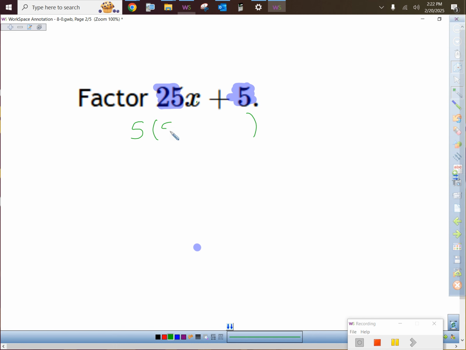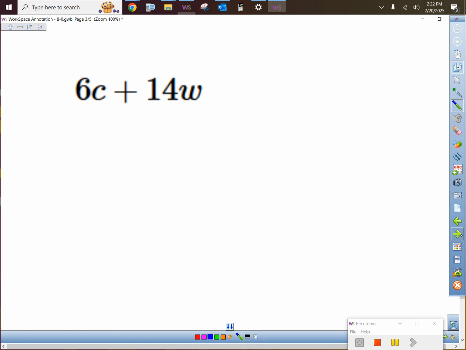So do a little division. 25 divided by 5 is 5, and then the x just has to come along for the ride, and 5 divided by 5 is 1. So I just undistributed a 5 from this polynomial, which happens to be a binomial. If I were to distribute, I'd get back what I started with. So we just factored out the greatest common factor. 5 was the GCF.